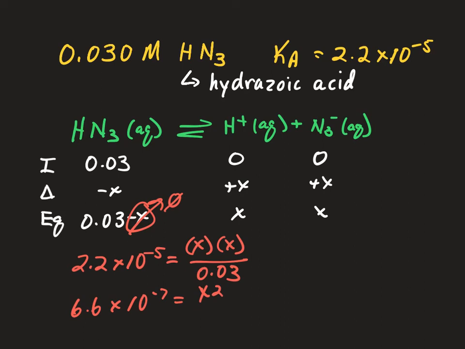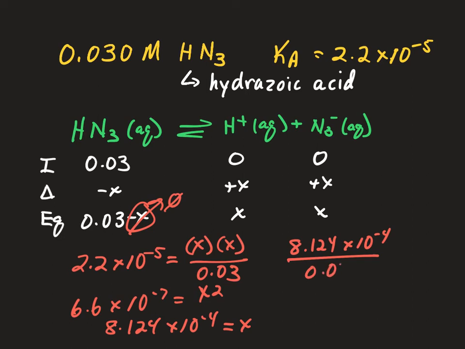Taking the square root, you get 8.124 times 10 to the minus 4 is equal to x. 8.124 times 10 to the minus 4 divided by the 0.03 we ignored it relative to is equal to 0.027. That is less than 0.05. So our assumption works for this case, so we can use that number.